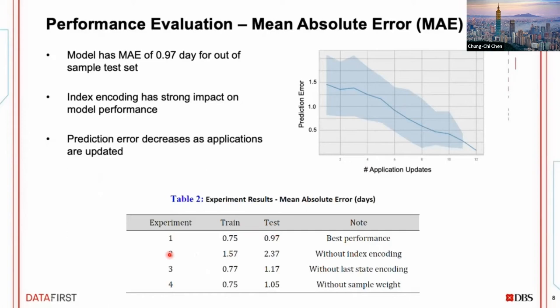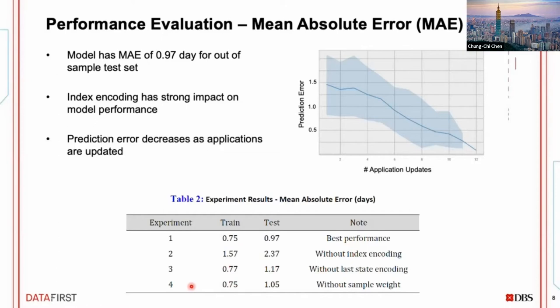For experiment 2, we took out index encoding, so only static features and last state features were used. We see a big deterioration in performance. From 0.97, the error became 2.37 day. So this implies that index encoding has a strong impact on the model performance. For experiment 3, we took out the last state encoding. So only static and dynamic features were used, and there is a slight drop in performance. This shows that having last state features is helpful.